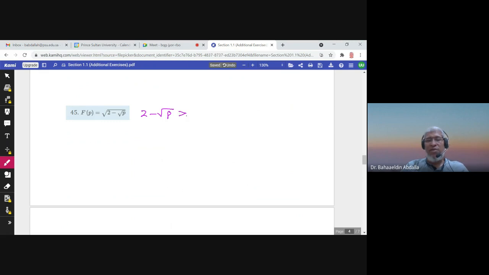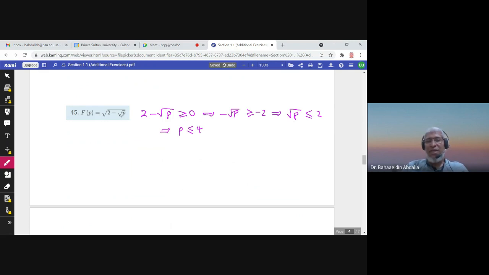So it has to be greater than or equal to 0, which means that negative square root of b should be greater than or equal to negative 2, or if you multiply by a minus sign, then square root of b should be greater than or equal to 2, which means if you square both sides, because both are positive, so you can square both sides here. So b should be less than or equal to 4.